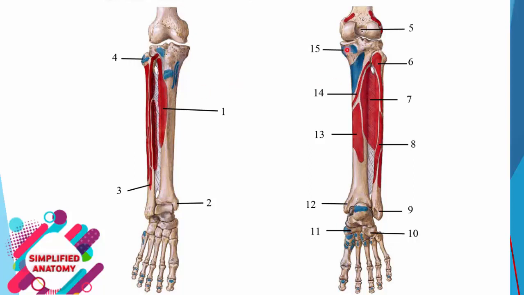Posterior view, this is semimembranosus. Muscle here is popliteus muscle. Number 6 and 14 is soleus muscle. Number 7 arises from tibia and fibula, so tibialis posterior. From tibia give attachment to flexor digitorum longus, and from the fibula flexor hallucis longus. In the calcaneus, tendocalcaneus, and all of this insertion is for tibialis posterior muscle.